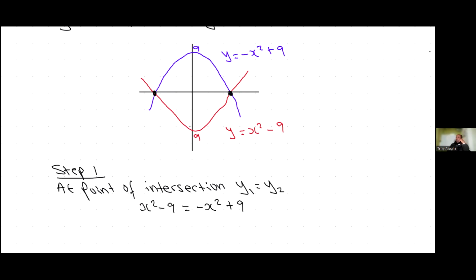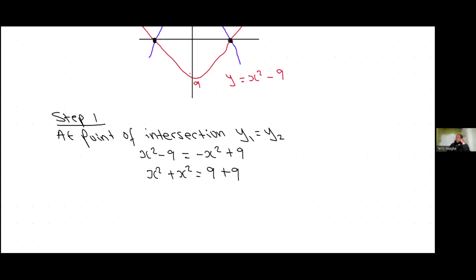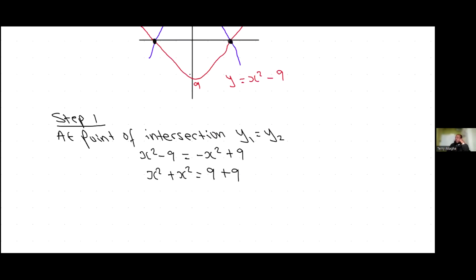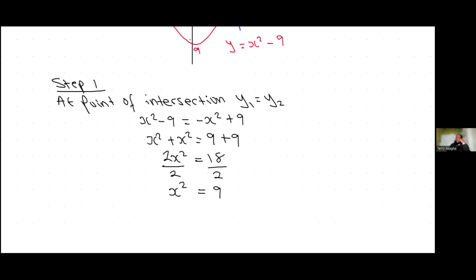So I take minus x squared to that side, so it's going to be x squared plus x squared will be equal to, take 9 to that side, 9 plus 9, all right? So this is going to give me 2x squared will be equal to 18. Then you divide both sides by 2. So x squared will be equal to 9. Now to get the value of x, we have to square root both sides. So we square root both sides. This will cancel that.